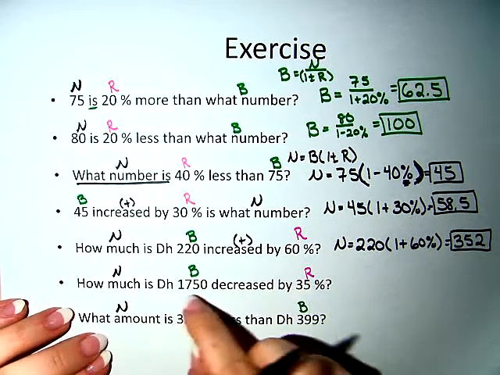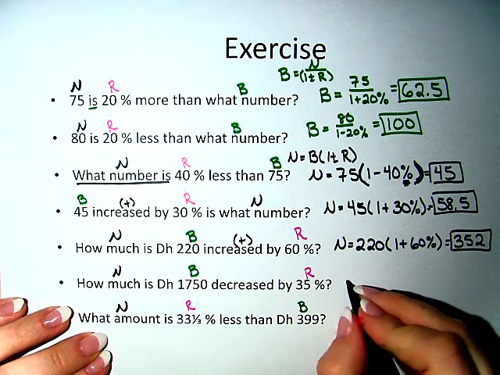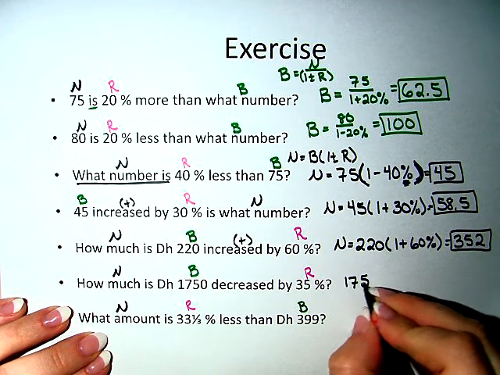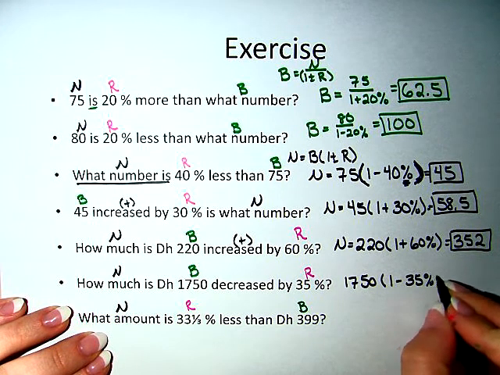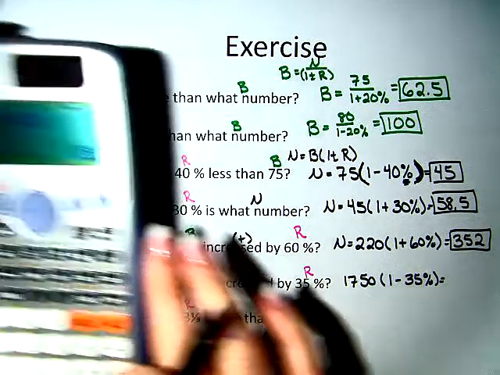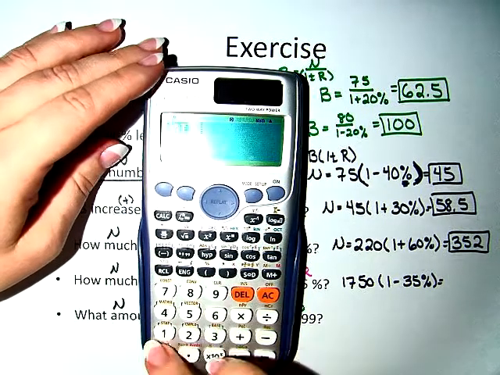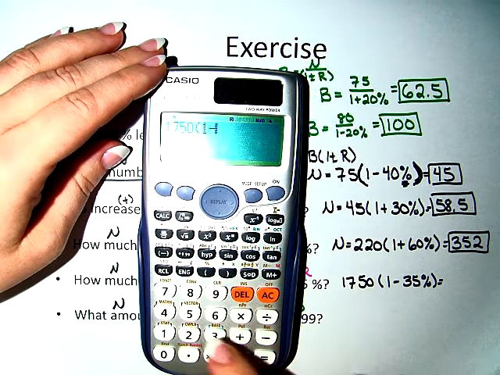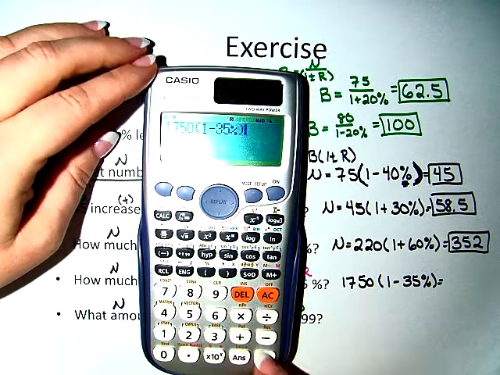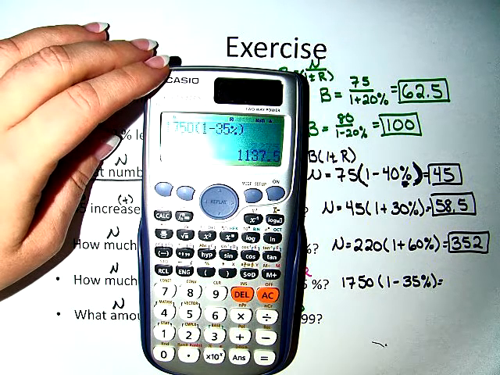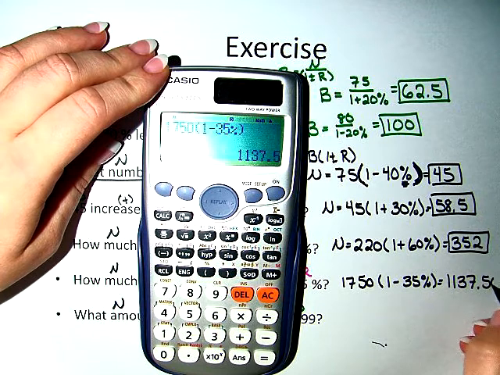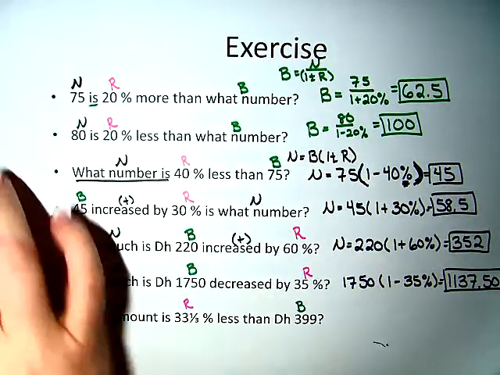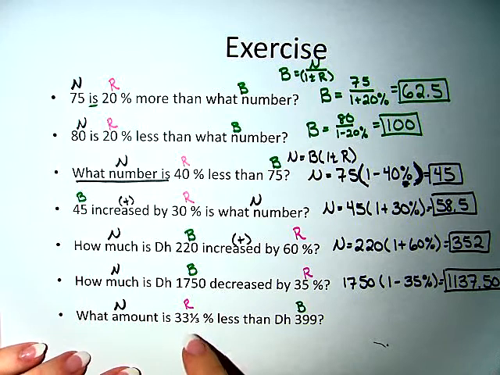How much is 1750 decreased by 35%? So 1,750 decreased by 35%. Oops. Hit the SD button and we get 1,137.5. And now the last one's a little bit difficult because you've got this 1/3, and I'm going to show you what to do with that.